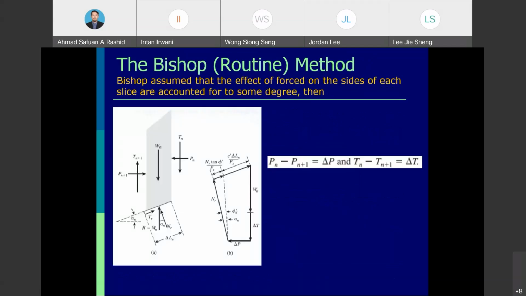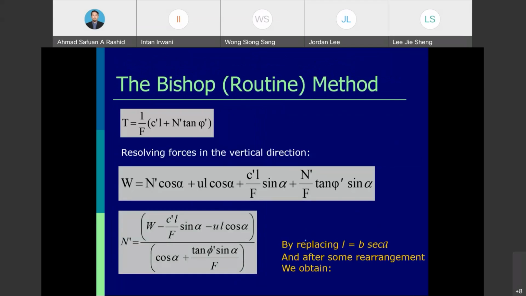Okay, then Bishop. Bishop assumes the effect of force on the side of each slice is accounted for to some degree, and also includes the pore water pressure. Later on, this is the kind of force polygon for the Bishop method. We only consider the vertical force, not the horizontal, for the delta P. From there, they derive the equation.